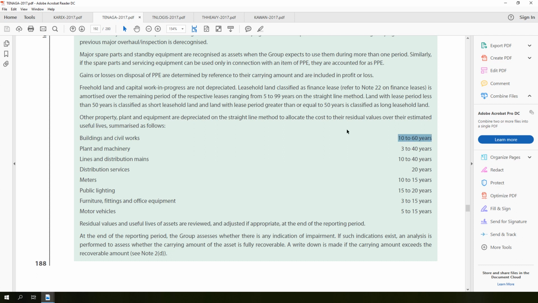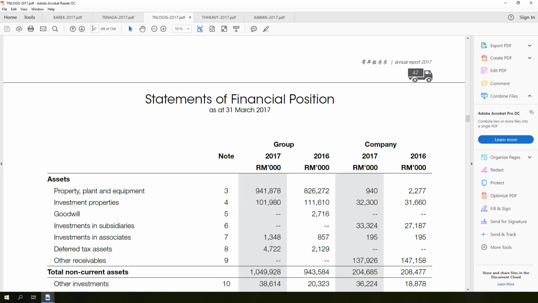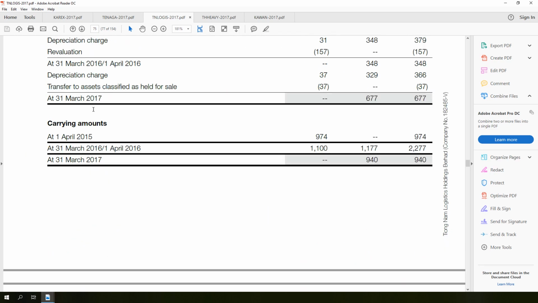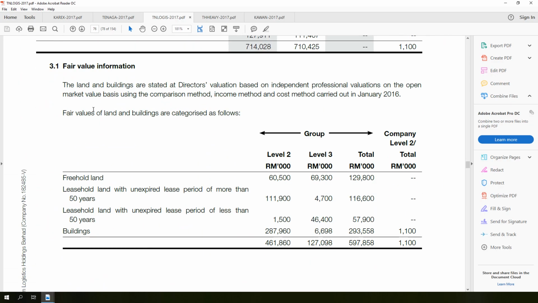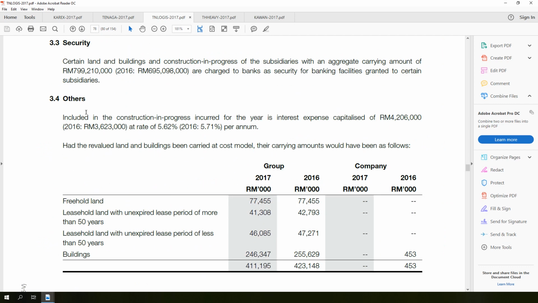Let's take a look at Tenaga Logistics. Navigate to page 47, balance sheet. We do the same thing, look for property, plant and equipment. Note 3. You can find the capitalized interest expense here. Alright, it's a bit far away. Here it is.